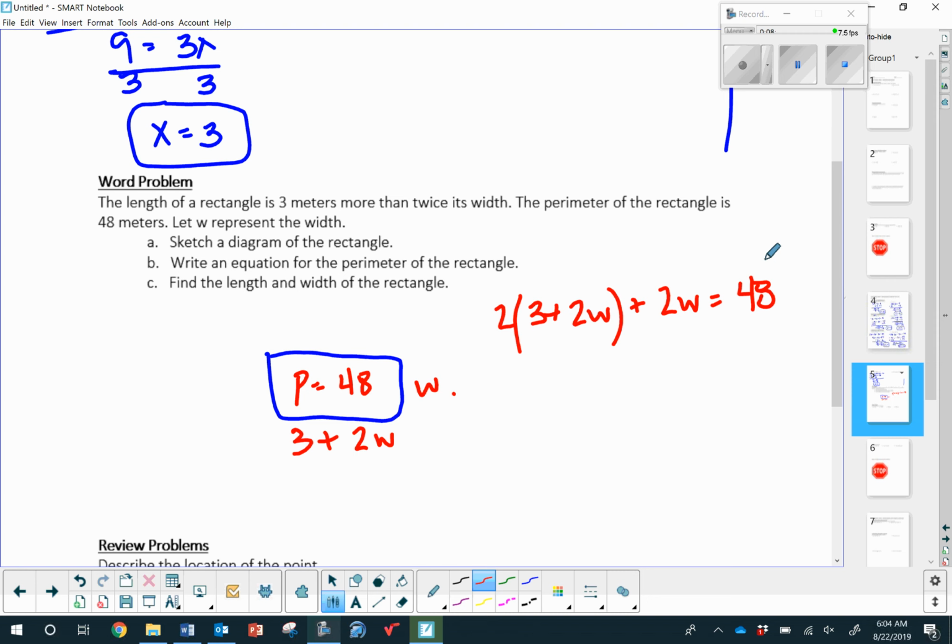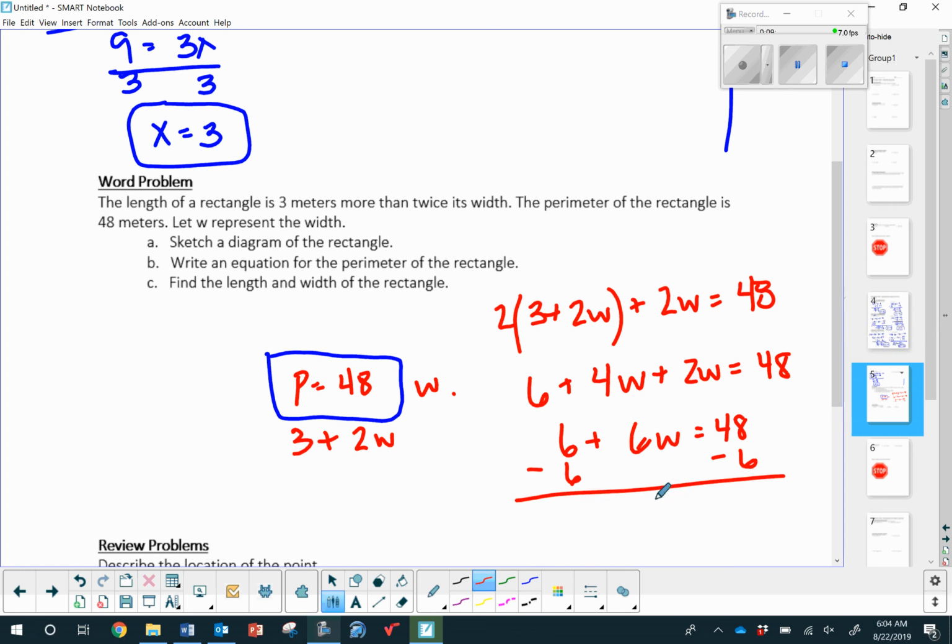I'm then going to distribute and combine like terms. So this is going to be 6 plus 4w plus 2w equals 48. I then have 6 plus 6w equal 48. If I subtract 6 from both sides, I have 6w equals 42. Then if I divide both sides by 6, as you know how to do, you then get w equals 7.